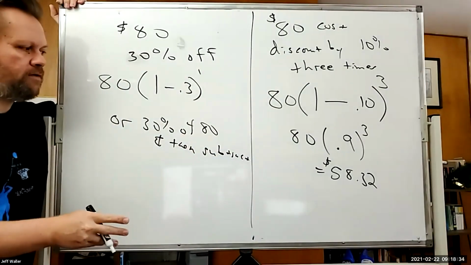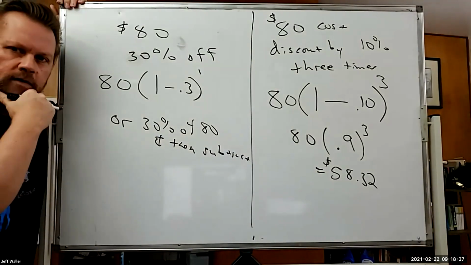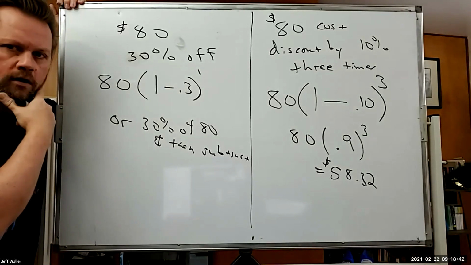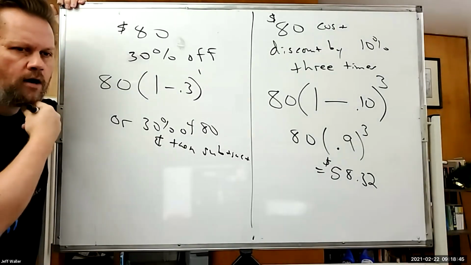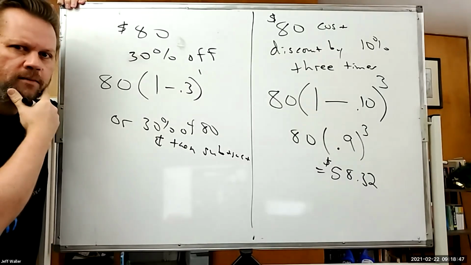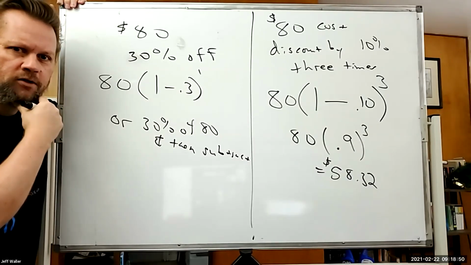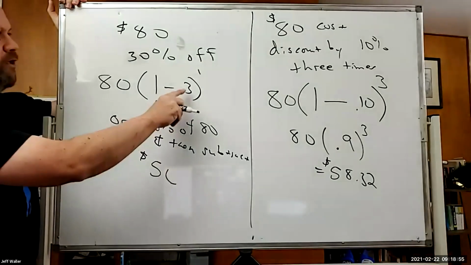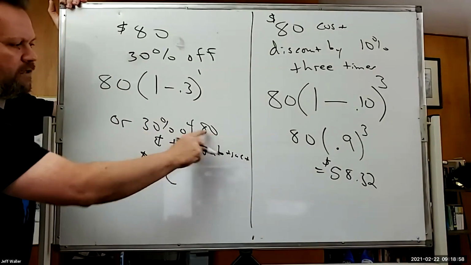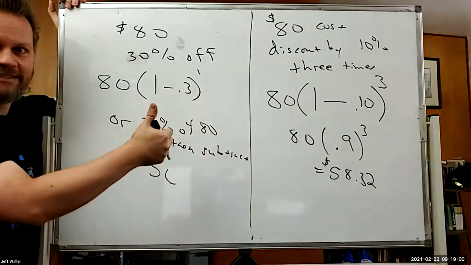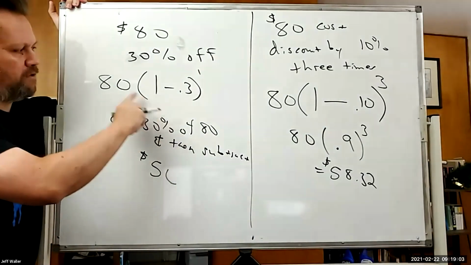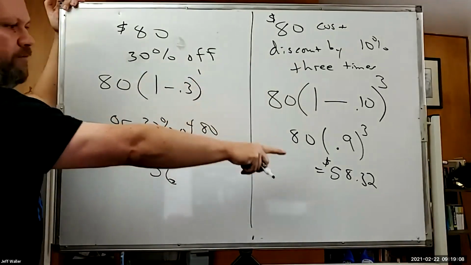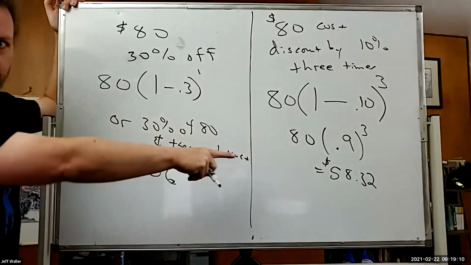So either way you do it, what do you end up getting? Anybody? Am I frozen or are you guys frozen? No, nobody's frozen. $56. 30% of 80 is 24, 3 times 8. And then you subtract it from 80, you get $56. So is this equivalent to 30% off? No. No. I like it.